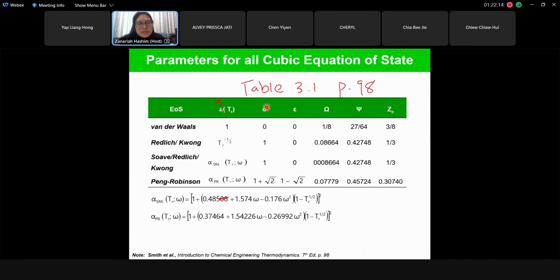So from the generic or general form of the equation, you can actually get the values for the parameters, and then you can put them inside the general form of the equation to get whether it becomes van der Waals or Redlich-Kwong or SRK or PR. Okay.